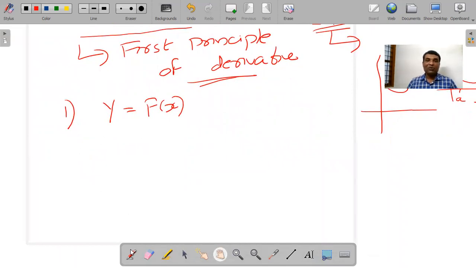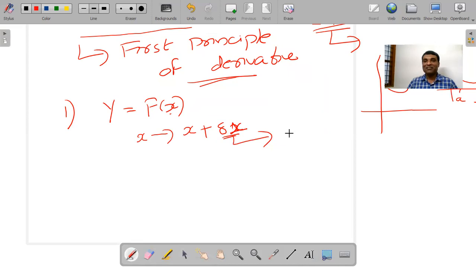Now what I am going to do is increase the value of x. Suppose x is the input and y is our output variable. x is also called the domain of the function, and y is the range of the function. Suppose the input we are increasing, x to x plus delta x. Here, what is delta x?